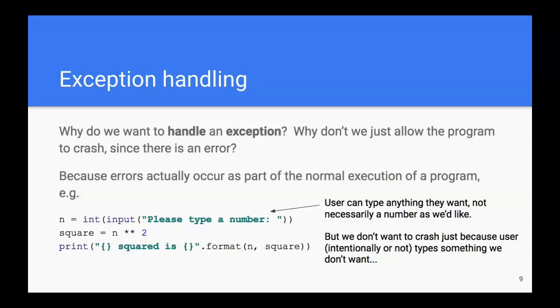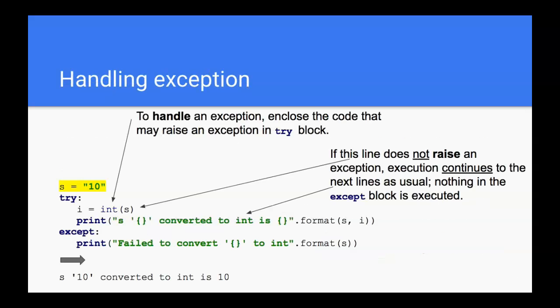But either way, we really don't want to just simply crash the program. We want to give the user another chance to type the number in again, until he or she gets it right. That's what we usually want to do. So that's why we want to handle exceptions. All right, so how do we handle exceptions?